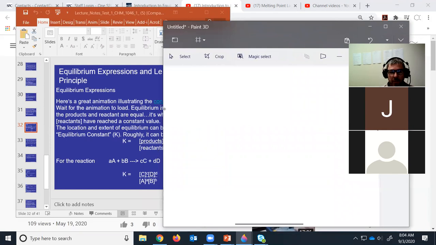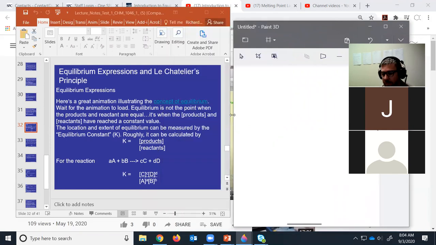Just getting my drawing screen ready here. All right. So what we can talk about is K, the equilibrium constant. And the constant part becomes because the products and the reactant concentrations become constant. And this value becomes constant at any given temperature.